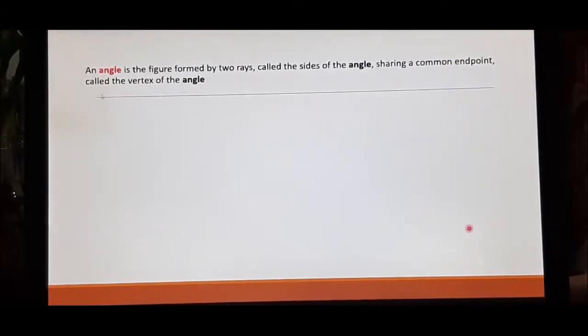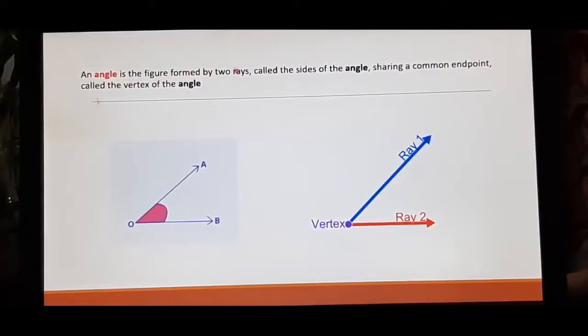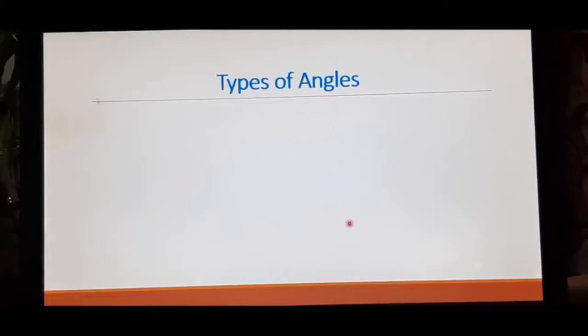Now let's start with angle. So an angle is the figure formed by 2 rays, and these rays are called the sides of the angle, sharing a common endpoint which is known as the vertex of the angle. You can see OA is one ray and OB is another ray, and they are sharing a common endpoint O. And this point O is also known as the vertex of the angle. So this is how an angle is represented. This ray and this second ray share a common point which is the vertex. Now let's study the types of angles.